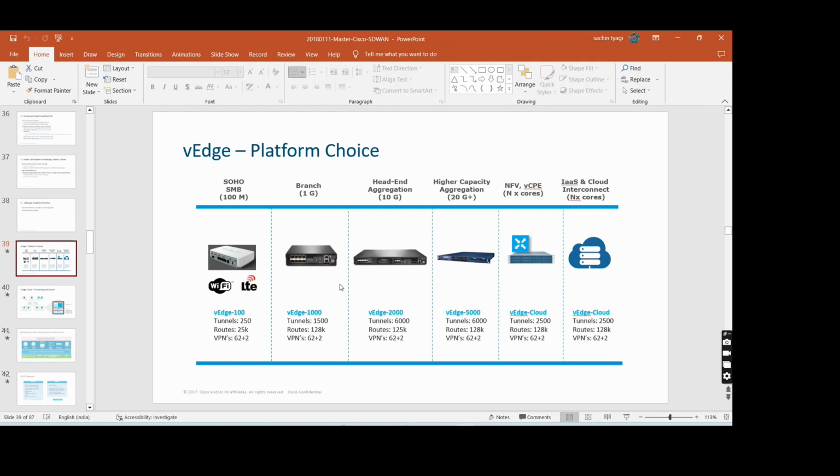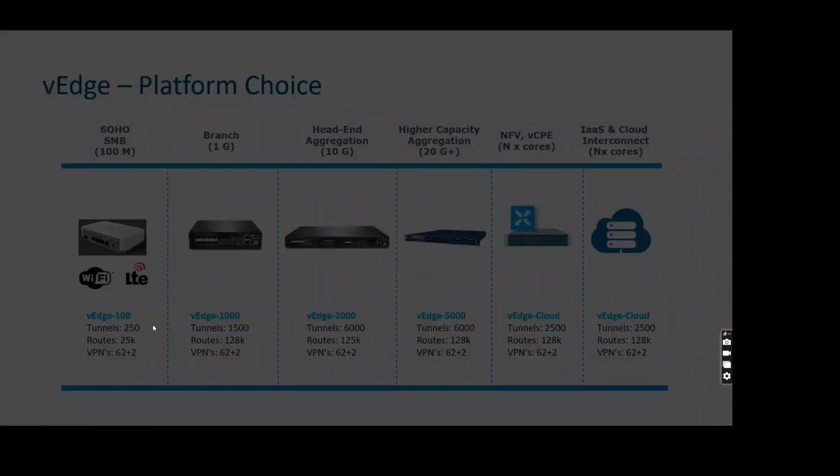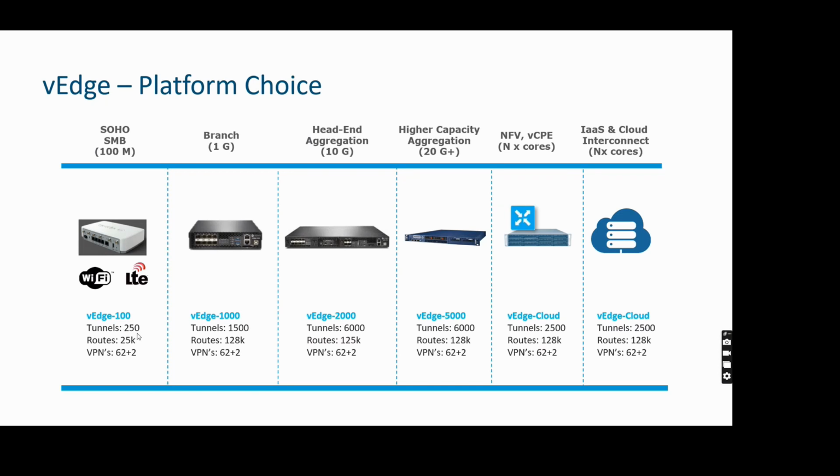And these are some models, right? The capacity of the models. You can see that the 100M can have 250 tunnels maximum. It can handle 25,000 routes and 62 VPNs. For the branch, we have 1,000 to 1,500 tunnels, 12K routes, and the VPN limit is the same. And this is the 2000 model, with 6,000 tunnels. So basically it depends on your requirement, what device you want to deploy at your site. It's capacity management. That's how you can design your network: it's a small site, I can deploy this box; it's a big site, I can deploy this box. According to your design, you can control and deploy your devices.